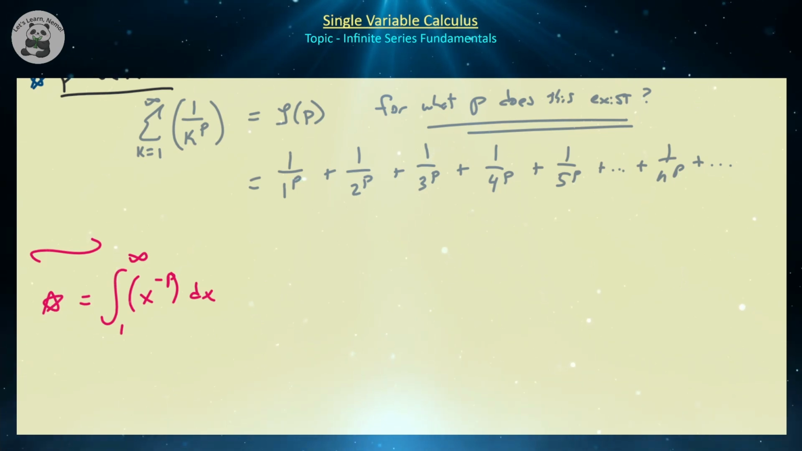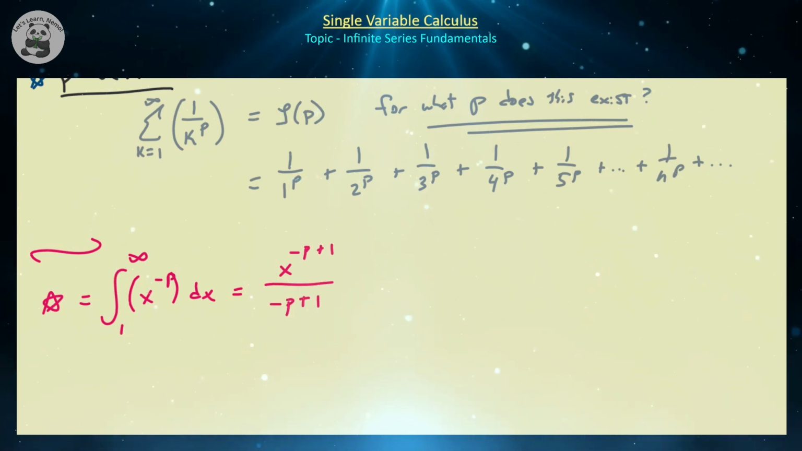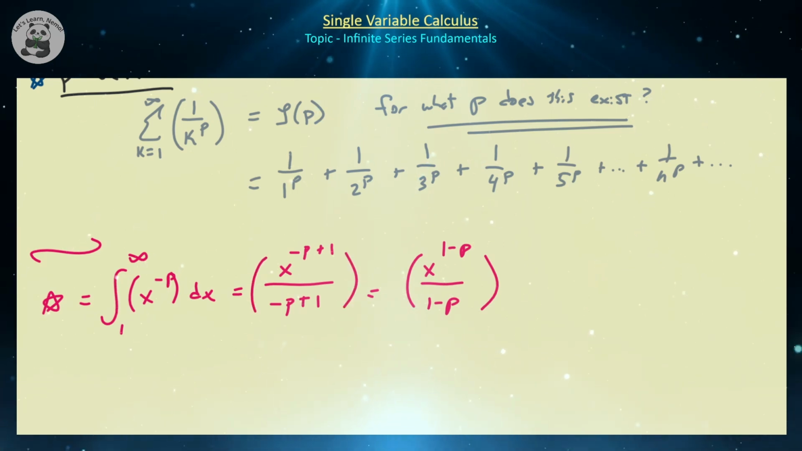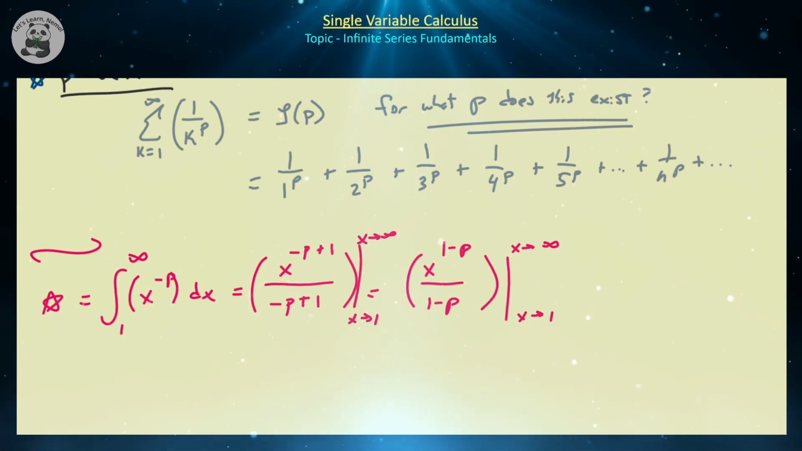So by using the power rule, that's going to be equal to, so we're just going to add 1 to that exponent, and then we're going to divide by that new exponent, which is negative p plus 1. I'm actually going to write this instead as x to the 1 minus p over 1 minus p, because it's a little bit easier to evaluate. And then we're going to evaluate this as x goes to positive infinity and x goes to 1. Right? And we're going to see for what values of p this converges.